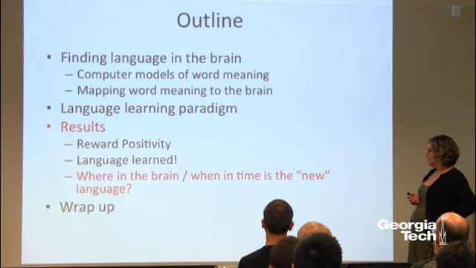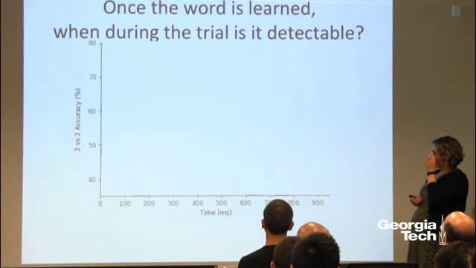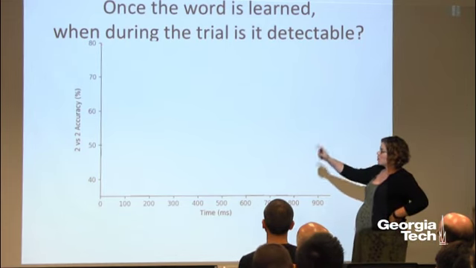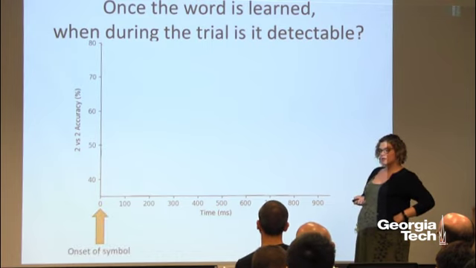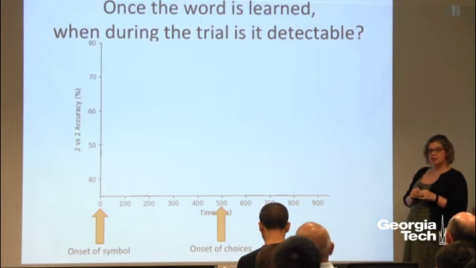And finally, where in the brain is this new language? So again, we have 2 versus 2, where and when. So we have 2 versus 2 accuracy on the y-axis, and on the x-axis is time. So here's the onset of the symbol at 0. So this is the symbol they're learning the mapping for. And at 500 milliseconds is the onset of the choices.